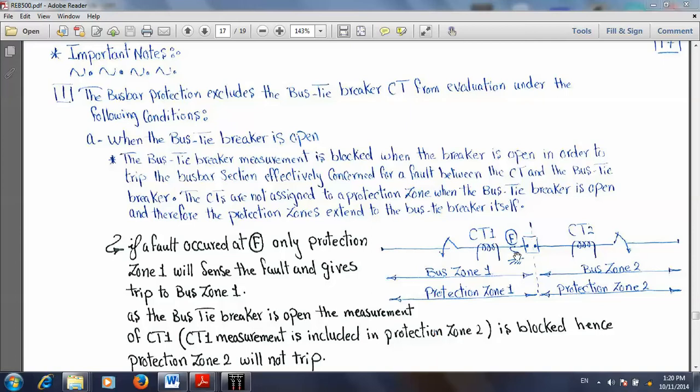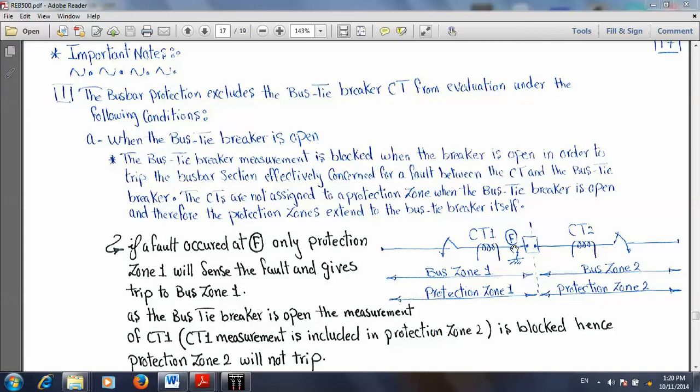But on the other hand, if the circuit breaker status here is taken into consideration, it means if the CT measurement is to be included in the measuring system, the circuit breaker must be closed. Bus zone 1 will also be from here up to the circuit breaker, bus zone 2 also from here up to the circuit breaker. For protection zone 1, now if the circuit breaker is open, it means protection zone 1 is from here up to the circuit breaker. And protection zone 2 also will start from here up to the circuit breaker.